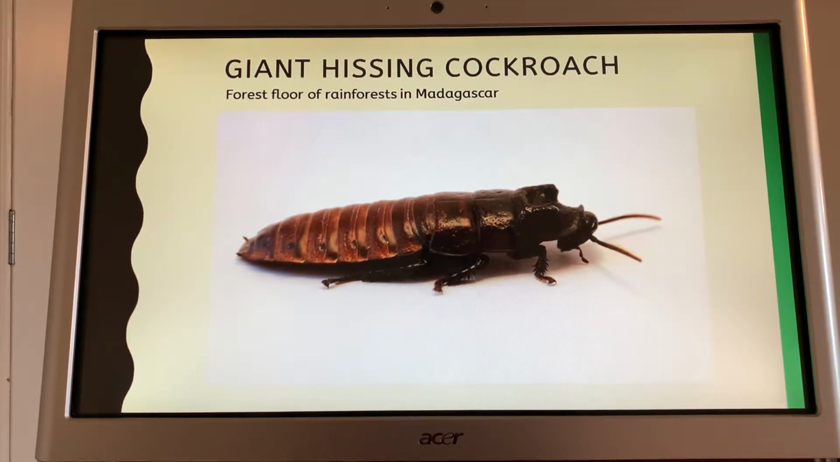Giant hissing cockroach. This is found on the forest floor of rainforests in Madagascar. Now, if it's on the forest floor in rainforests, how has it adapted? Can you spot any physical adaptations that have helped it survive this long?